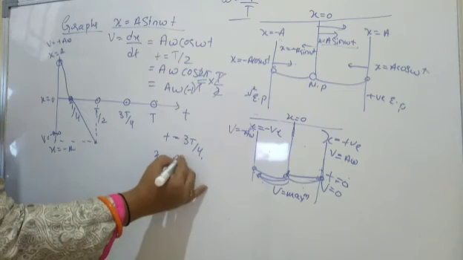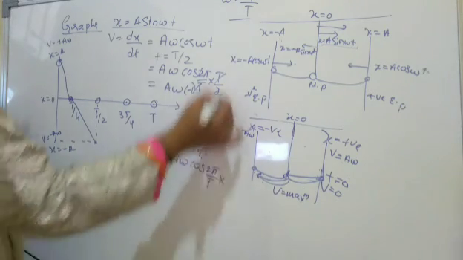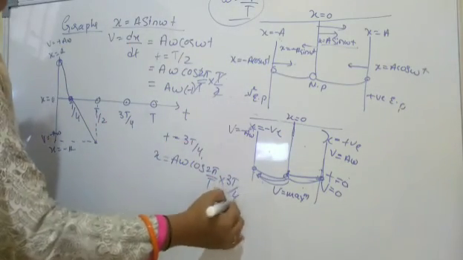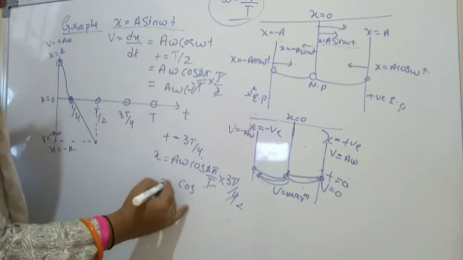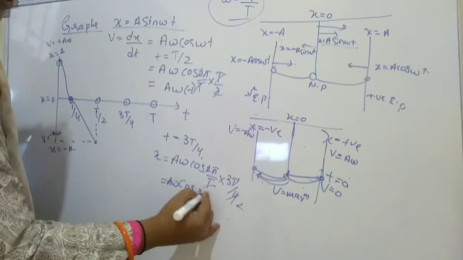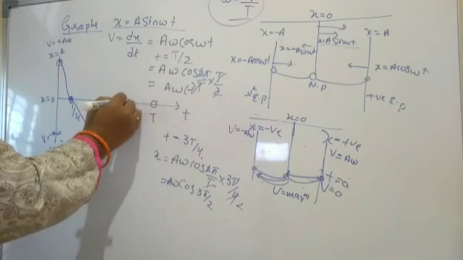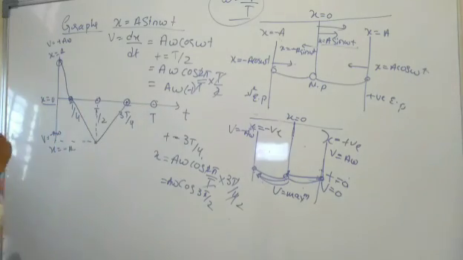So what are we getting? A omega cos of (2 pi by T), because omega is 2 pi by T, into 3T by 4. The T cancels, and 2 ones are 2, 2 twos are 4. So cos 3 pi by 2, cos 270 degrees. Cos 270 degrees is again 0 only. So it is coming to 0 here.